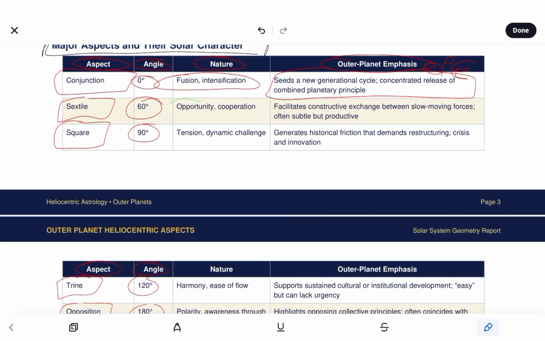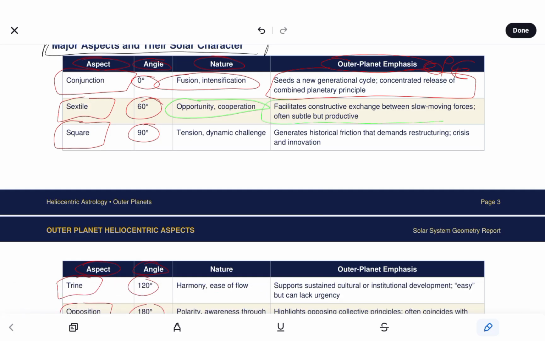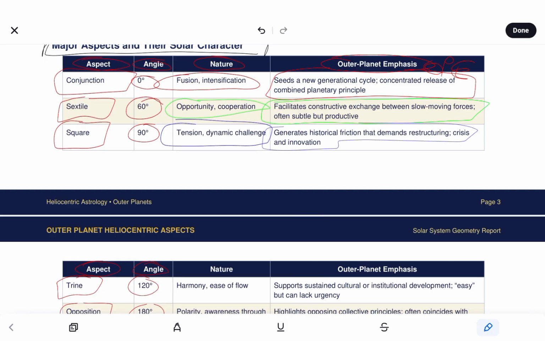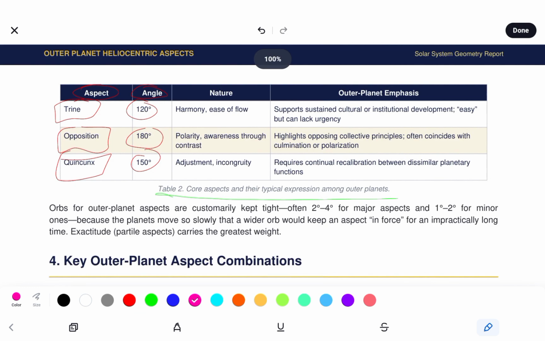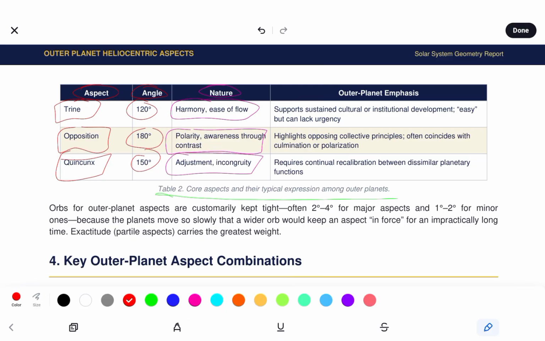A sextile, 60 degrees, is opportunity and cooperation. It facilitates constructive exchange between slow-moving forces, often subtle but productive. Square, 90 degrees, is tension and dynamic challenge; it generates historical friction that demands restructuring, crisis, and innovation. The trine is an angle of 120 degrees, and its nature is harmony, ease of flow. For an opposition, polarity, awareness through contrast, and for a quincunx, adjustment and congruity.